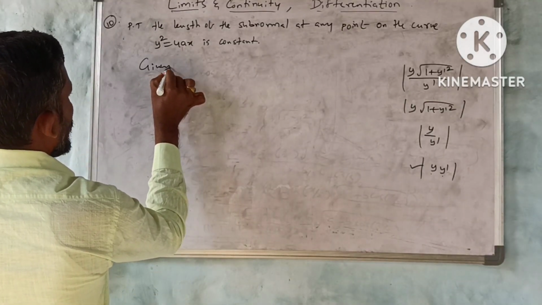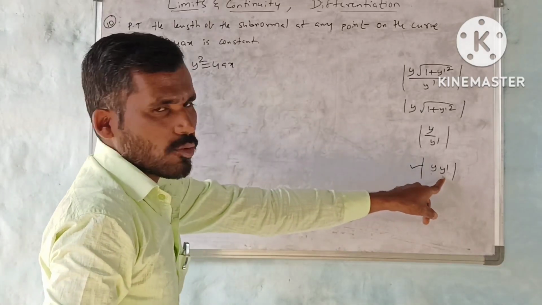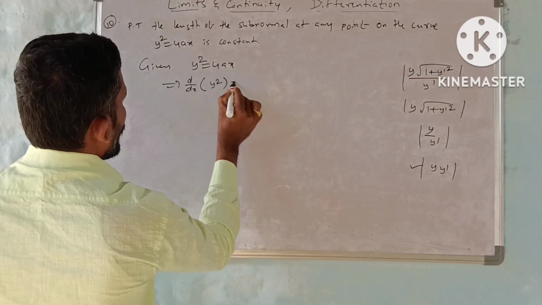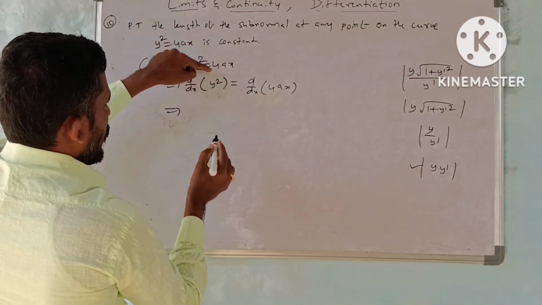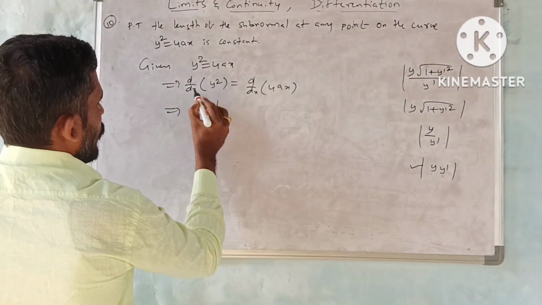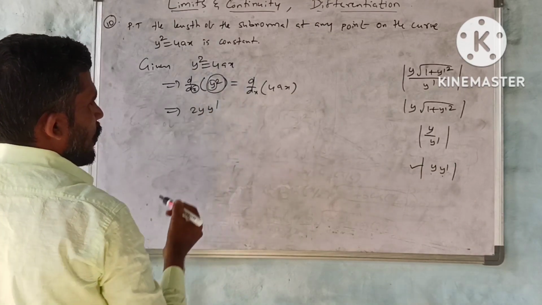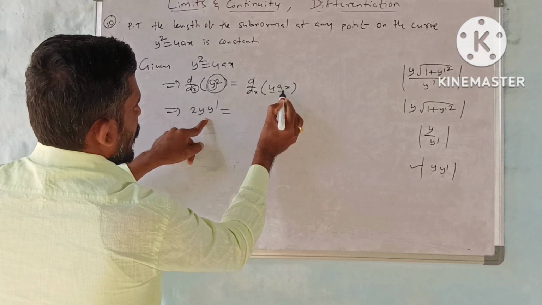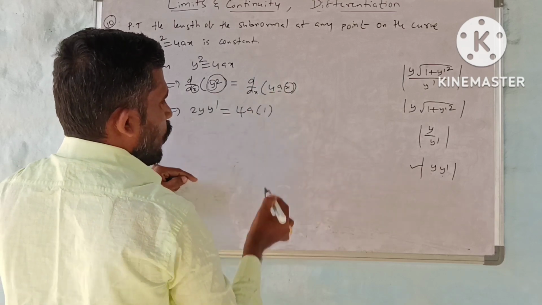To find y dash, we need the derivative. The given function is y square equal to 4ax, so differentiating both sides: d by dx of y square equals d by dx of 4ax. The derivative of y square is 2y times dy by dx, because we are differentiating with respect to x, so for the inner function y we again take the derivative. dy by dx is denoted by y dash. 4 is a constant, a is also a constant, taken out, and the remaining is only x. The derivative of x with respect to x is 1.